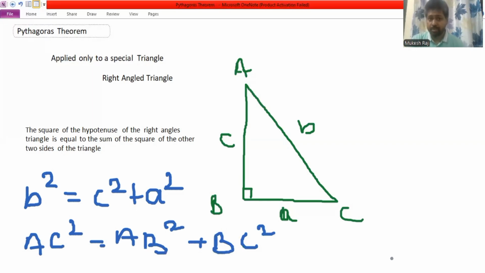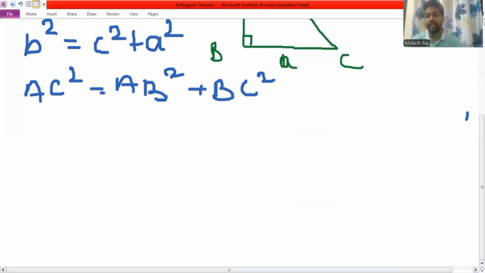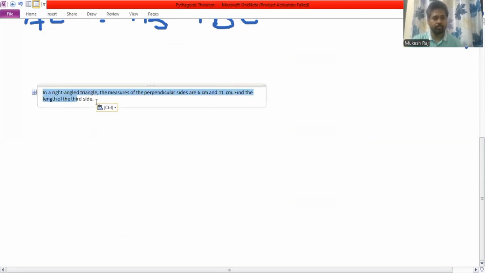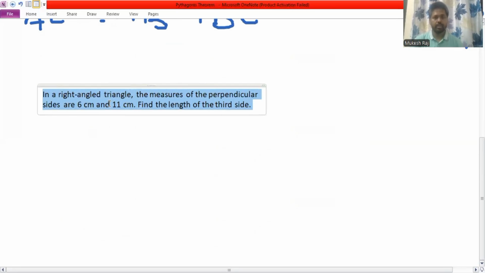So friends, I hope this concept has created a bit of understandability for you. Moving ahead, let us see whether we can adapt this concept and whether it can help us solve a problem. We have been provided with this question. There is a right angled triangle, and we have to find the length of the third side, where the perpendicular sides are of length 6 centimeter and 11 centimeter.